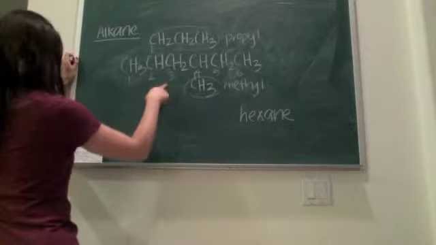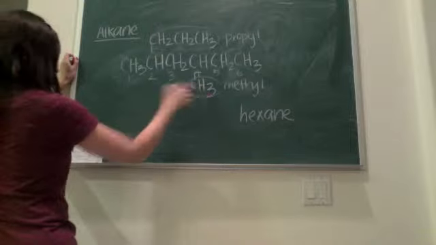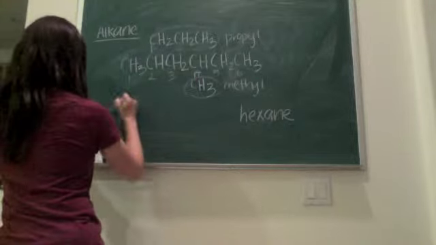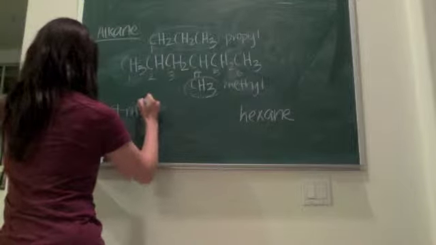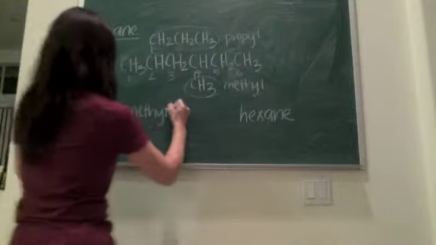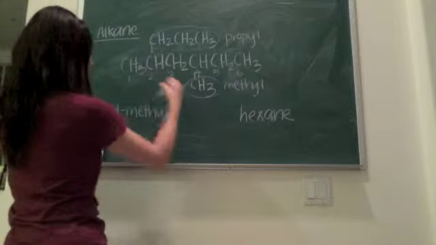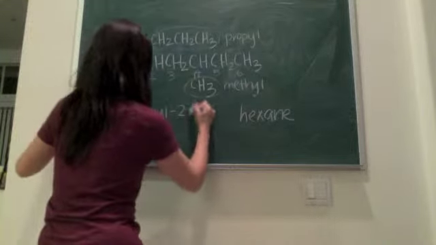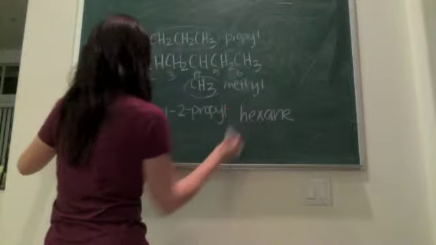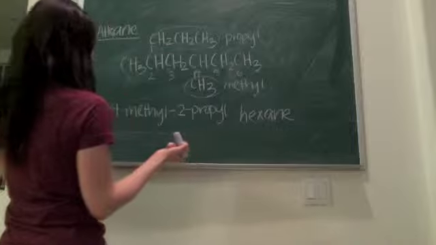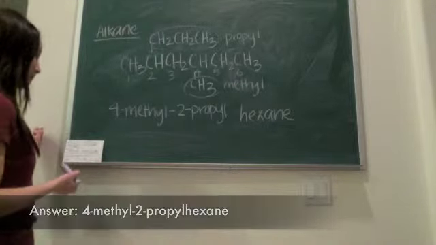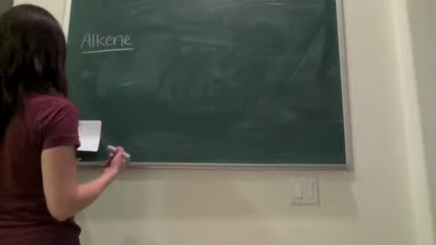So in alphabetical order, methyl will be first. It is on carbon number 4, so 4-methyl, dash, 2-propyl, hexane. So the name of this alkane is 4-methyl-2-propylhexane. Our second example will be of an alkene.